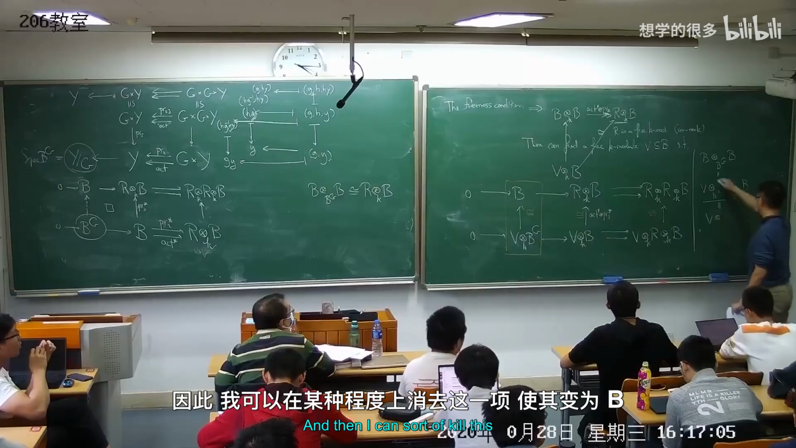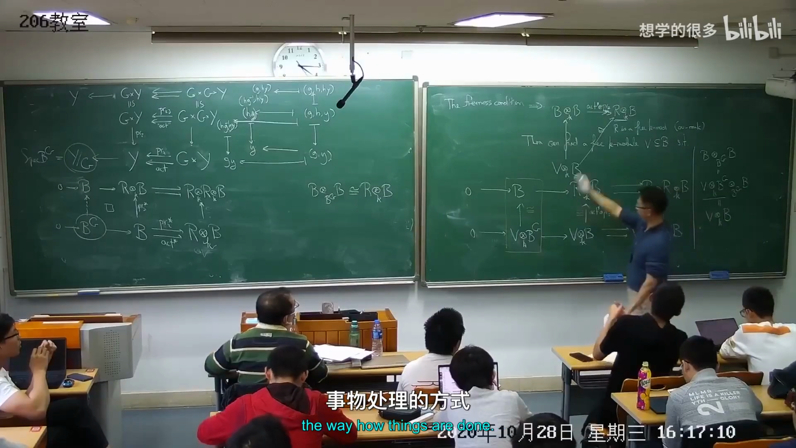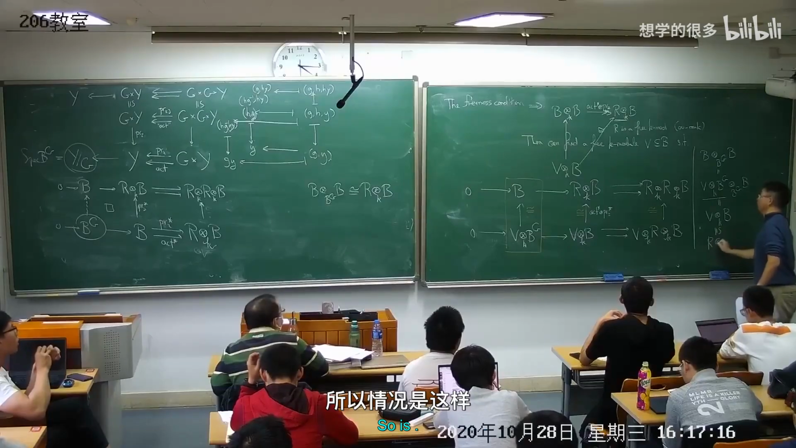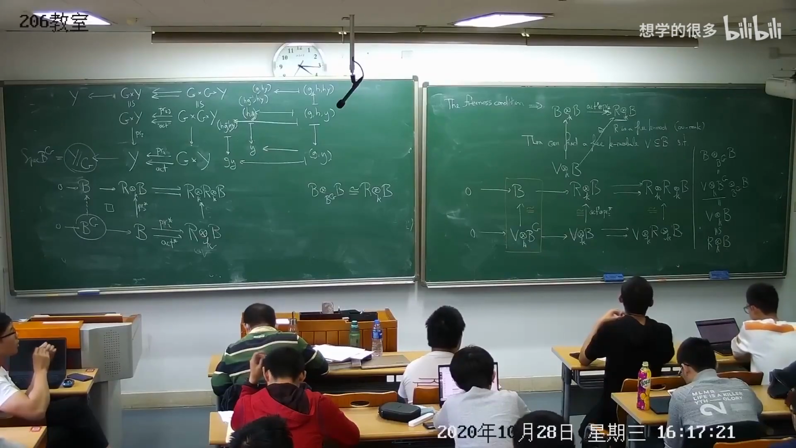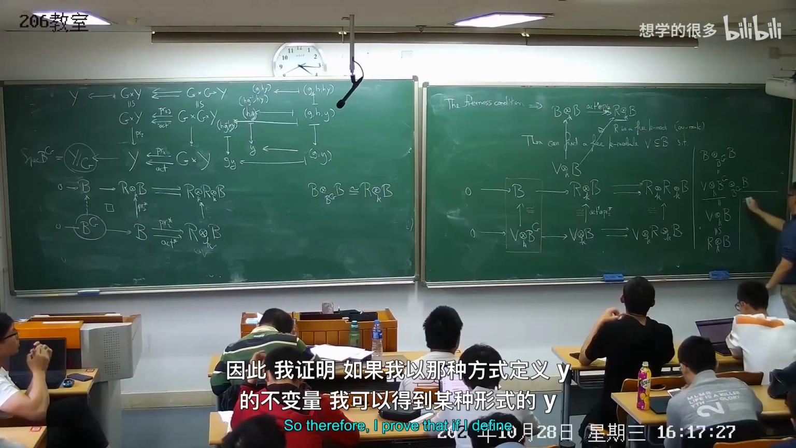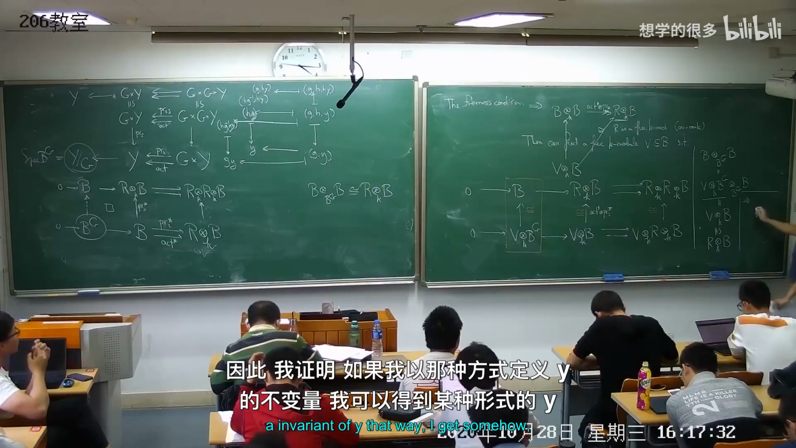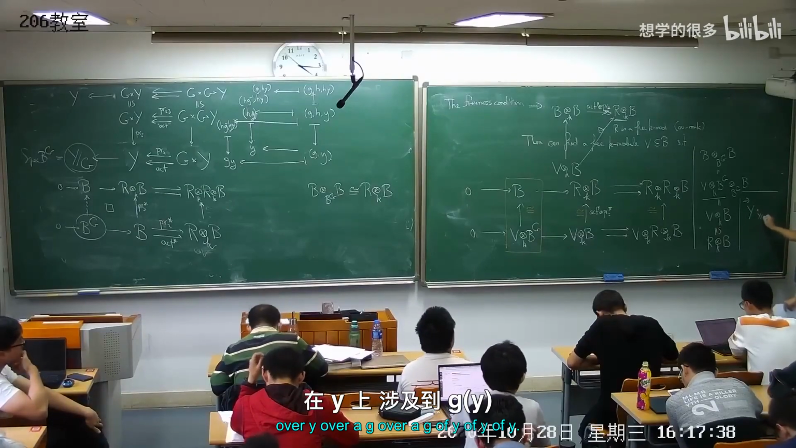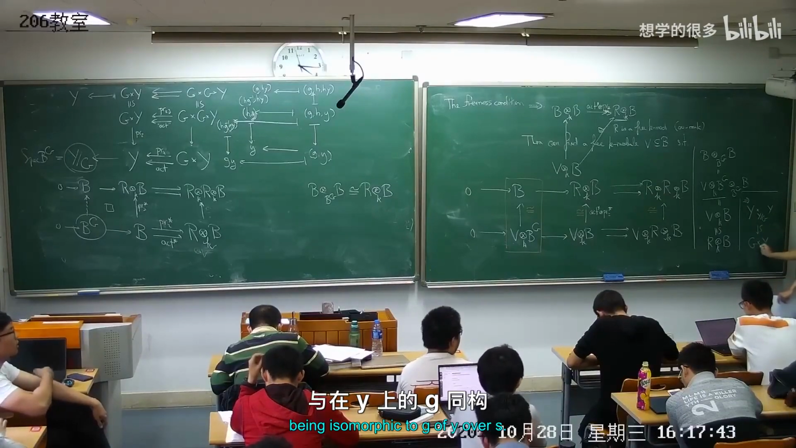And then I can kill this 2. It becomes B. And then again, because of the way things are done, this is isomorphic to R tensor with KB. So therefore, I prove that if I define G invariant of Y that way, I get Y over G of Y being isomorphic to G of Y over S.